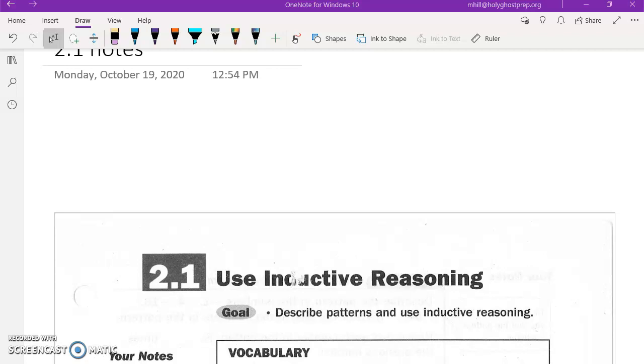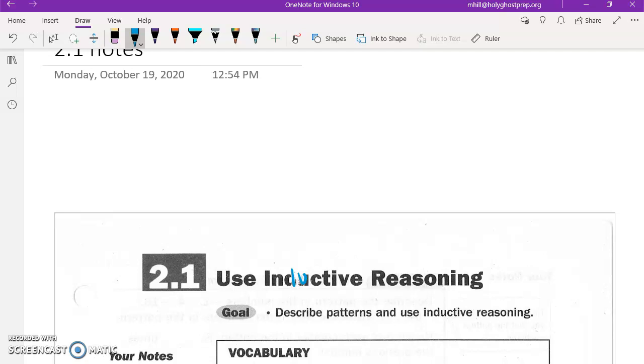Hey guys, today we're going to start talking about Chapter 2, specifically Section 1, 2.1, which is Use Inductive Reasoning. I have posted the note-taking guide in Schoology, so hit pause if you would like to and go print it out. If you don't want to print it out, then just write these nice and neatly in your notebook, and you can always refer back to the note-taking guide on Schoology.